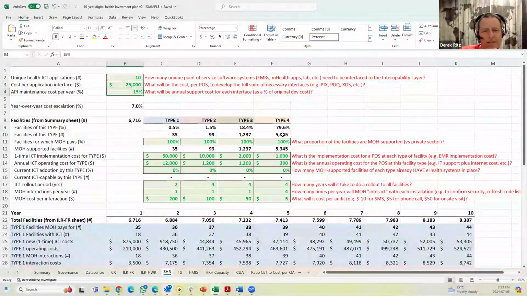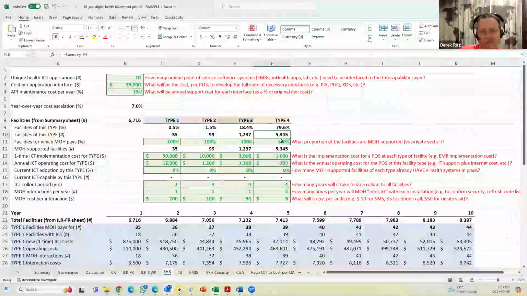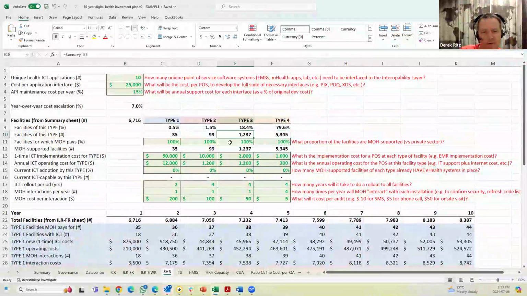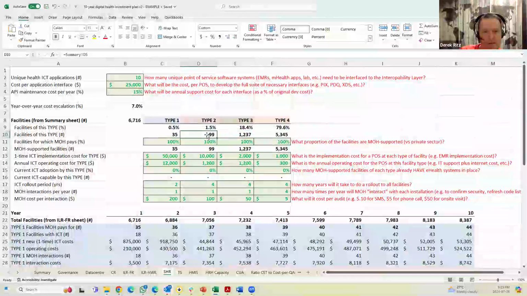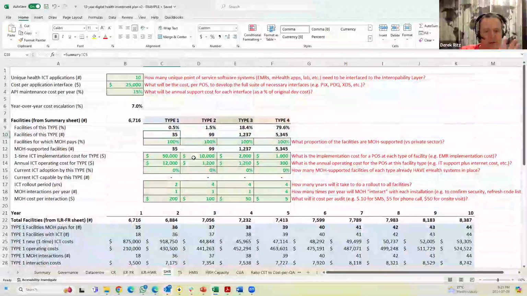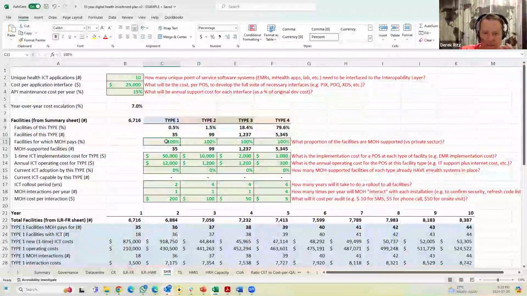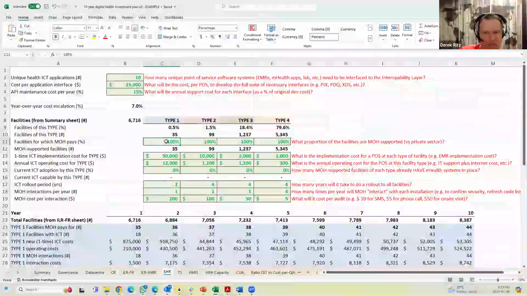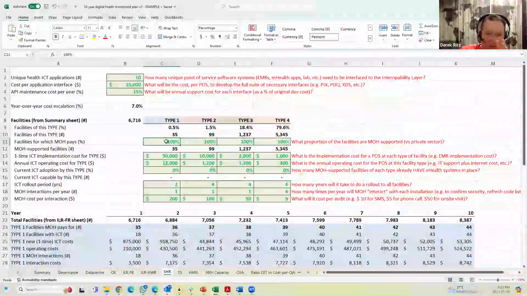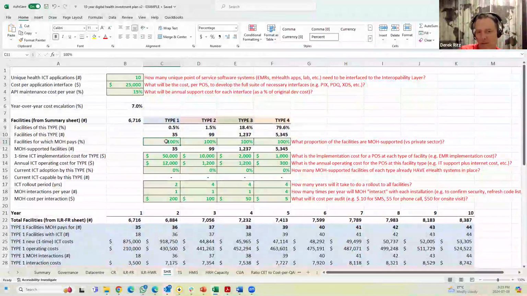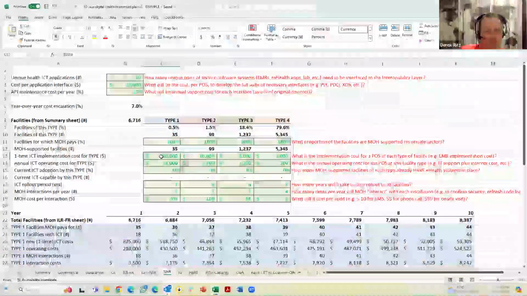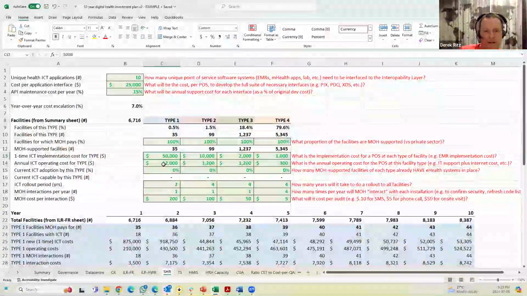Remember the facilities: over 5,000 of type 4, 1,250 of type 3, 100 of type 2, and 35 of type 1. For how many of these facilities does the ministry have to pay? Because if it's public and private sector, maybe the ministry pays for some and the private sector ones are on their own. What's the one-time implementation cost?